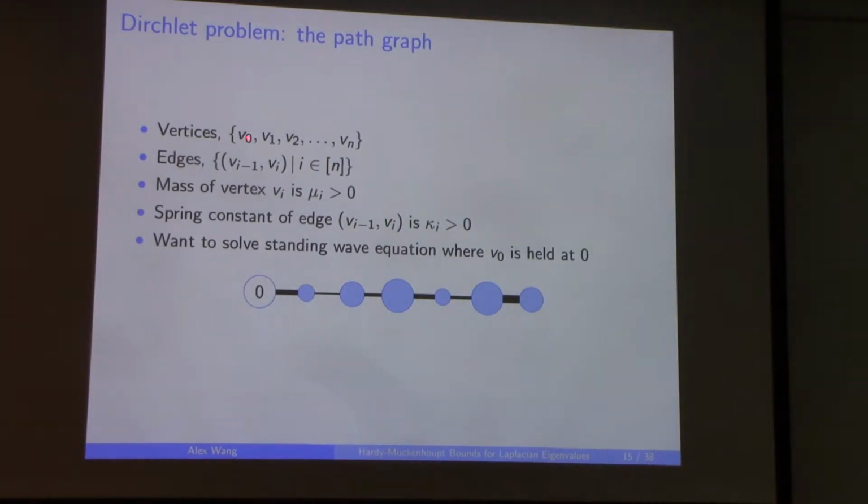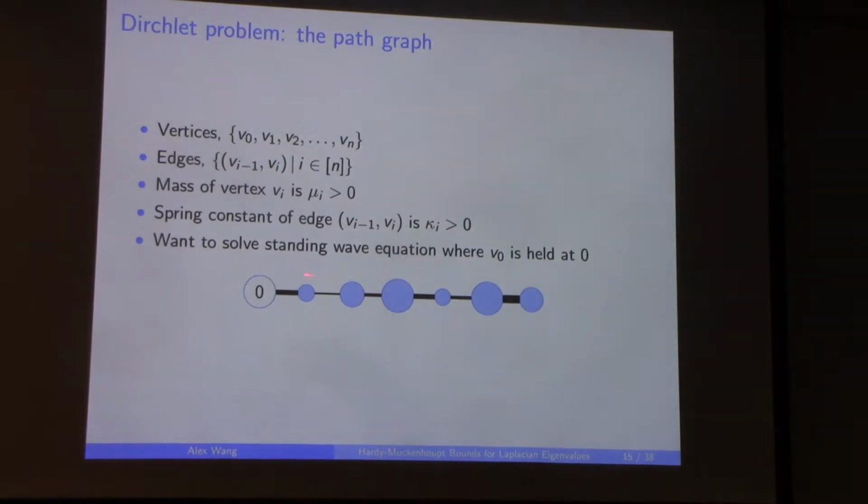So I'm going to think of my vertices as being labeled V0 through Vn. Here that's V0, V1 through Vn. My edges are just the edges of the path graph. My masses are positive. And the spring constant, I'm just going to label by the right endpoint. So this is kappa 1, there's kappa 2, up until kappa n.